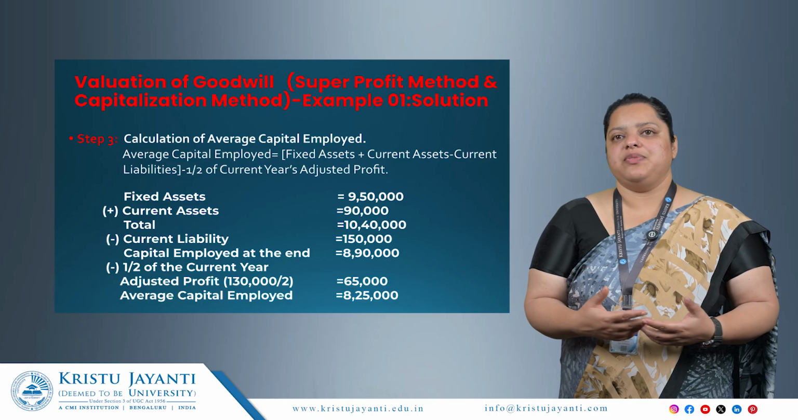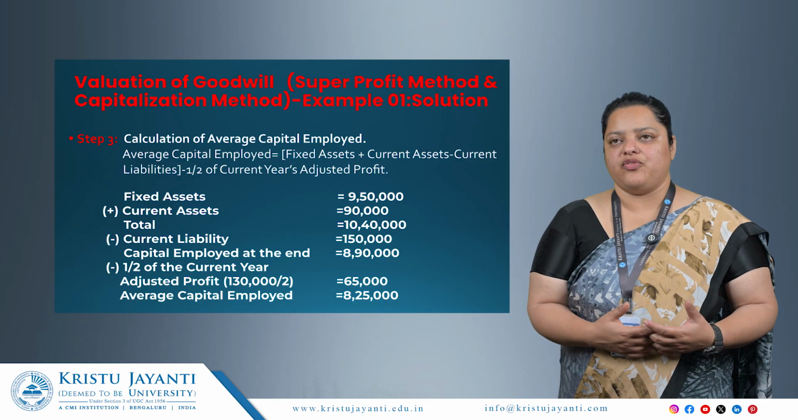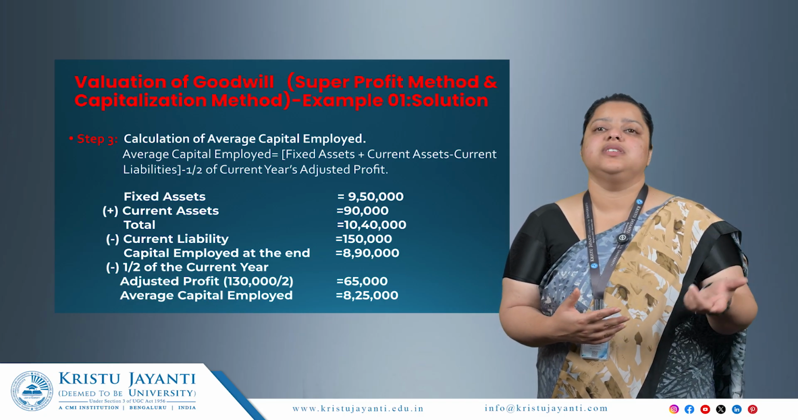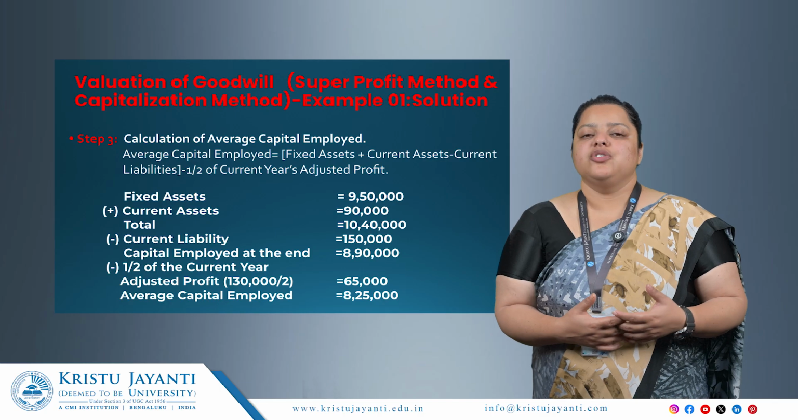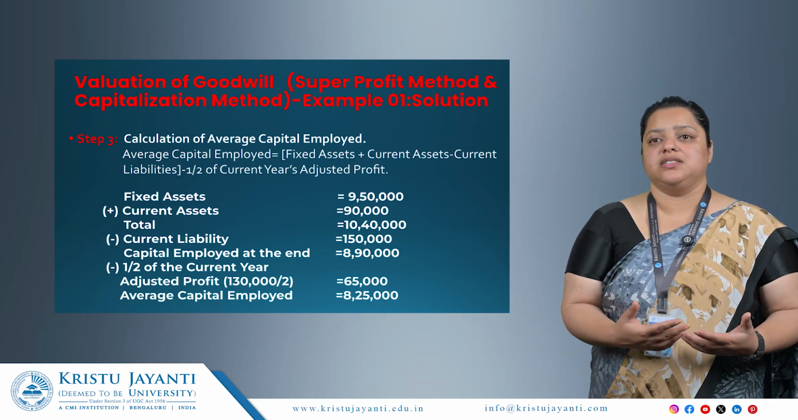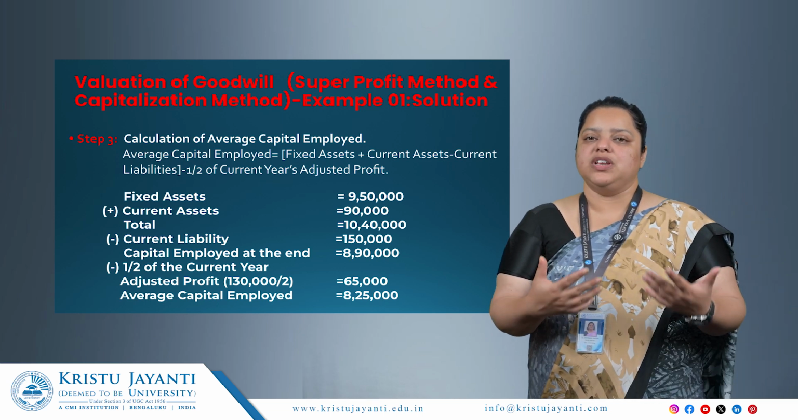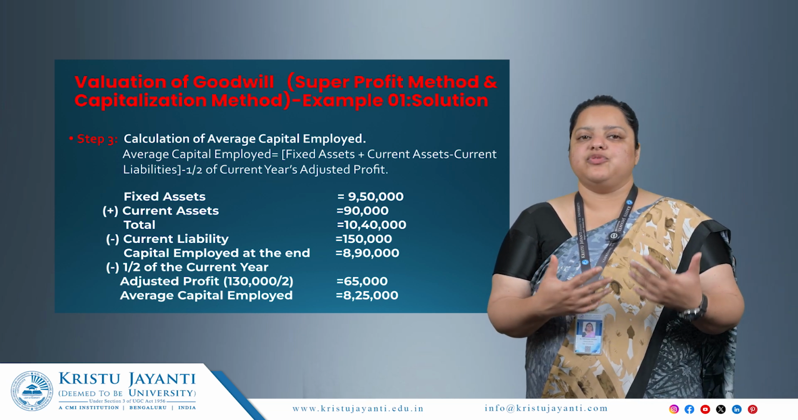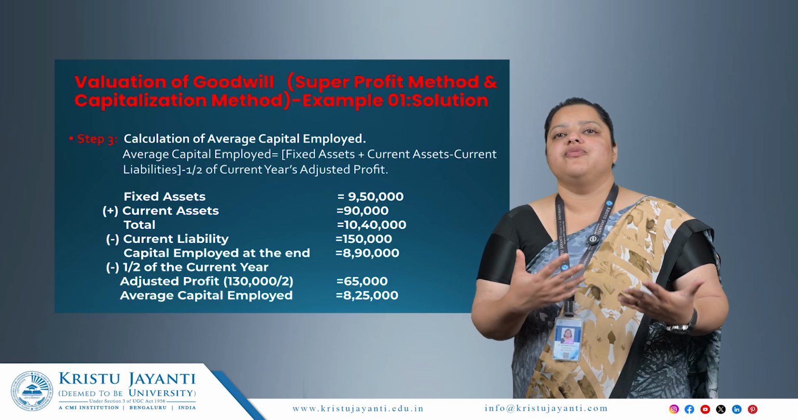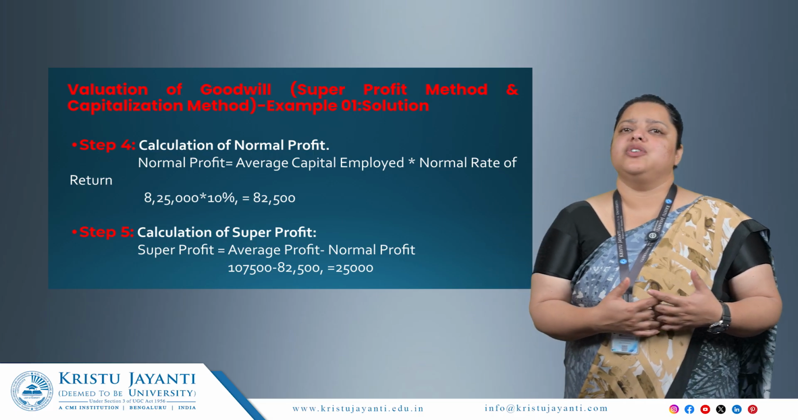From total capital employed, we need to minus half of the current year's adjusted profit. Current year's profit here means the fourth year or the last year's profit. As per step 1, last year's profit is 1,30,000. So half of 1,30,000 is 65,000, which we need to minus, and we calculate the average capital employed, that is 8,25,000.